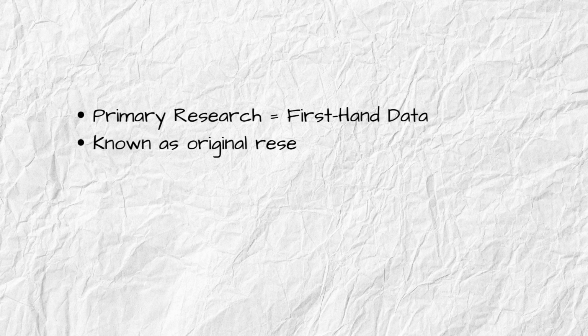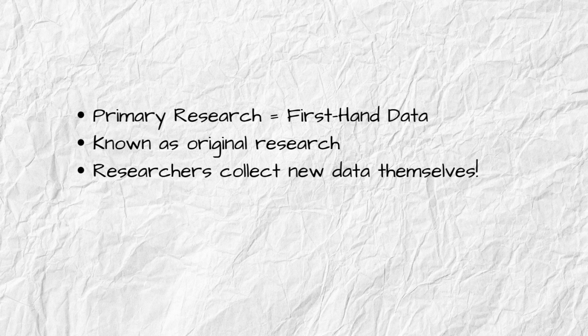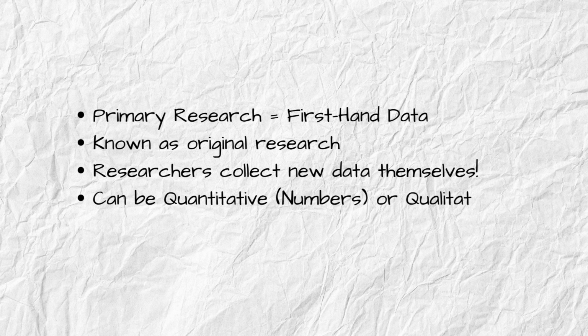What is primary research? Let's start with primary research. This is when researchers collect and analyze new data themselves. It's first-hand research. Primary research is also known as original research, typically reported as a single study, meaning only one study, explained in detail by the researchers themselves.